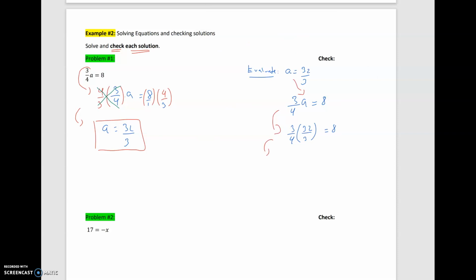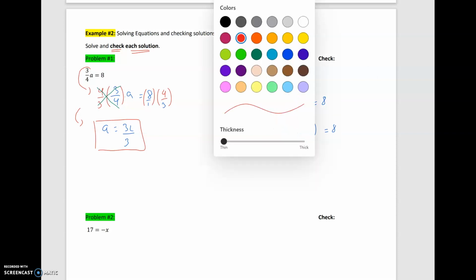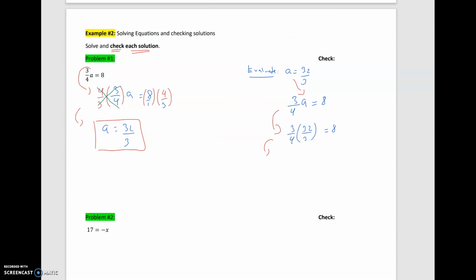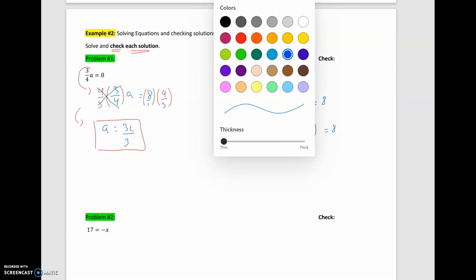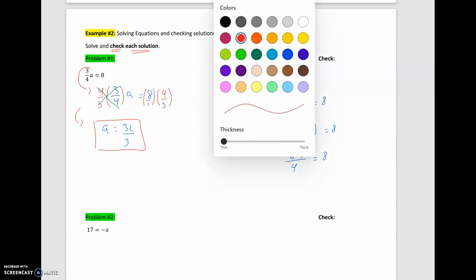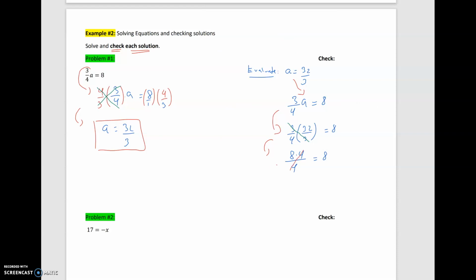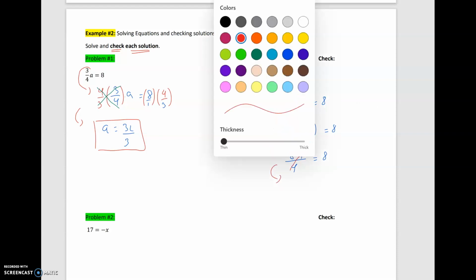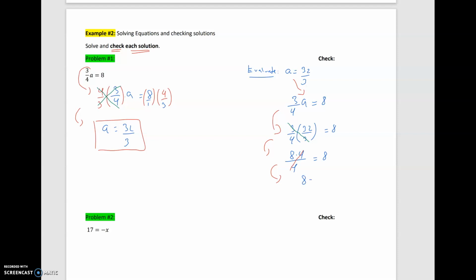On the actual left hand side, you can see that the 3's cancel. 32 you can express as 8 times 4, and we have a 4 at the bottom, so the 4's cancel. Let me just rewrite it once more, and you end up with 8 is equal to 8. That's your check. In this case, we found the solution. This solution happens to be 32/3. Let me fix that too.